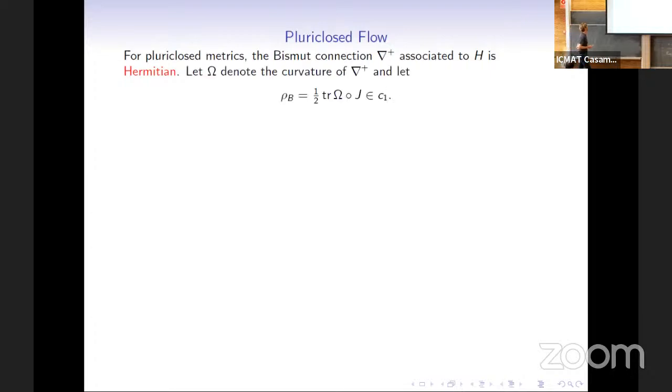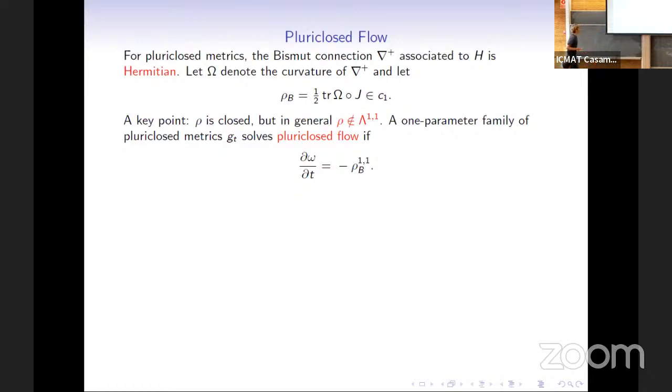So I let omega denote the curvature of this, and now I define this rho B. Here's, by the way, this 1/2 that I was talking about. So rho B is the Bismut-Ricci form. I'm taking the endomorphism trace of omega composed with J, with a factor of 1/2. This represents, up to some multiple, the first Chern class. It's closed, but in general it's not type (1,1). Okay, it's an important point.